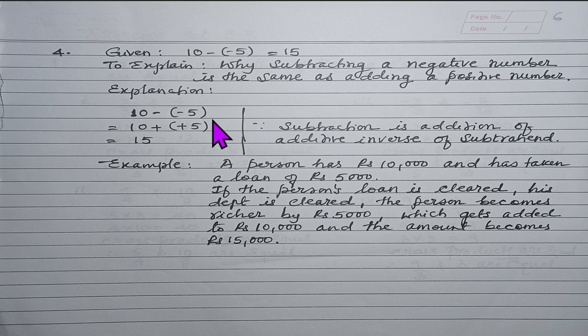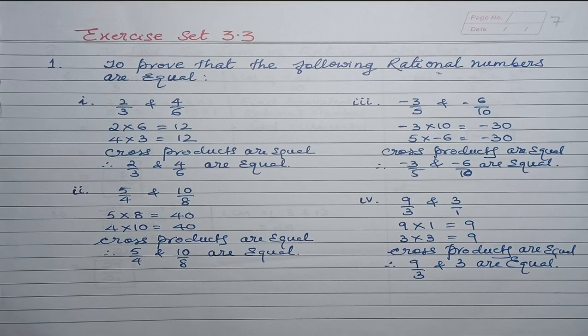and here we have explained with the modern property, that is minus 5. Additive inverse of minus 5 is plus 5, and subtraction becomes addition. So please remember, subtraction is nothing but addition when we take the additive inverse of the subtrahend. So that is the property applied here, and we get the answer as 15. So please remember that. Now let us go to the next exercise, that is exercise set 3.3.